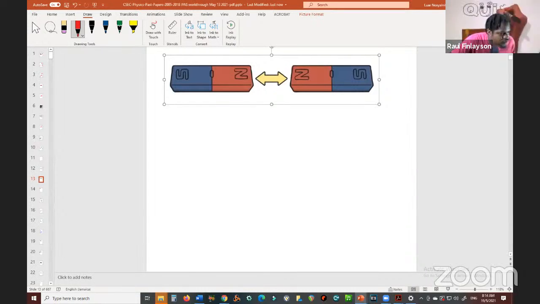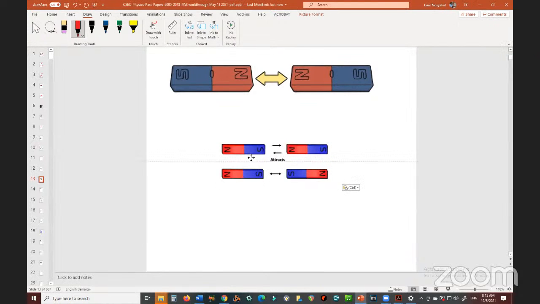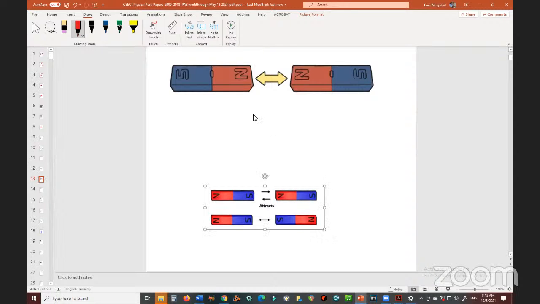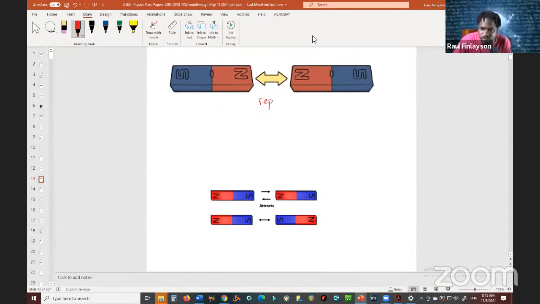But then, what if you were asked to tell the difference between the North and the South Pole? What's the difference between the North and the South Pole? You notice all the arrows I'm pointing there. Same poles repel. So this is our repulsion.